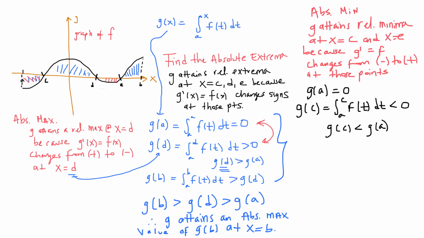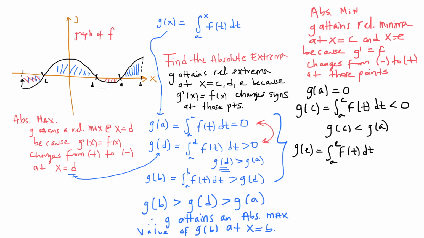Now I need to compare c to e, because e was the other relative minimum. So now g of e is going to be the integral from a to e of f of t dt. And let's think about it. You're looking at it from a all the way to e, and you just looked at g of c. So g of c was this piece right here, which was negative.